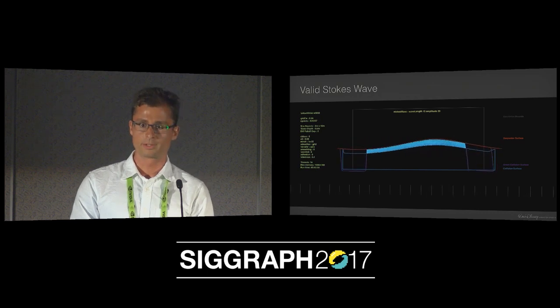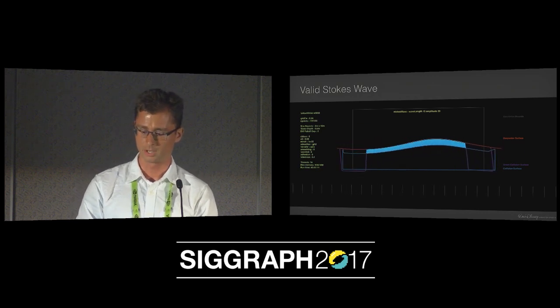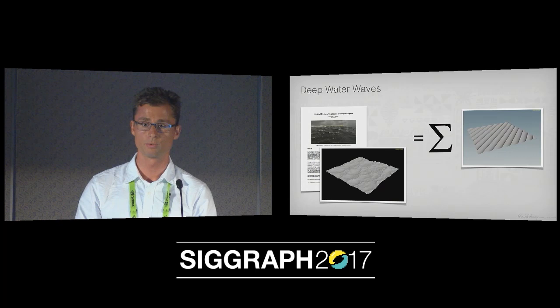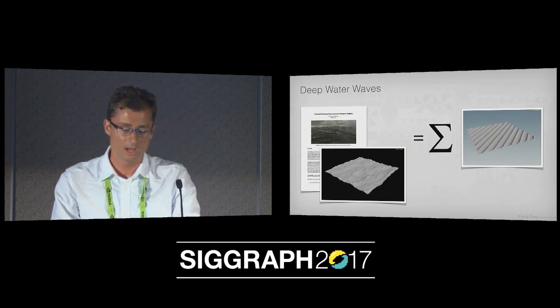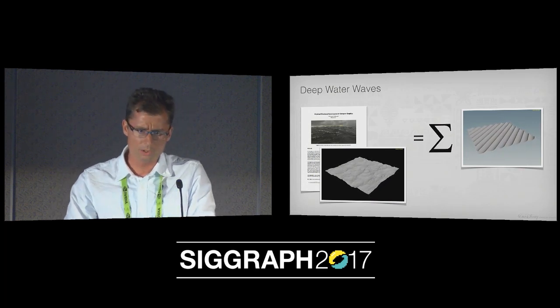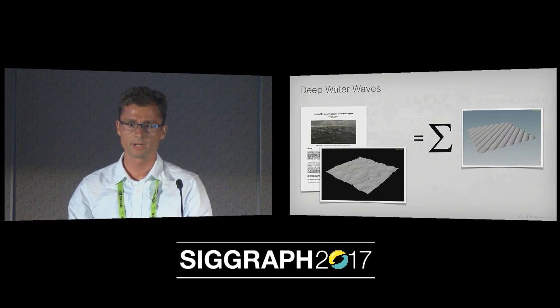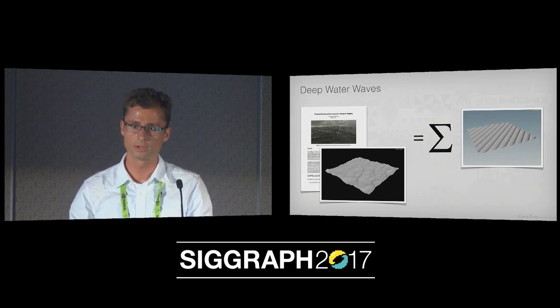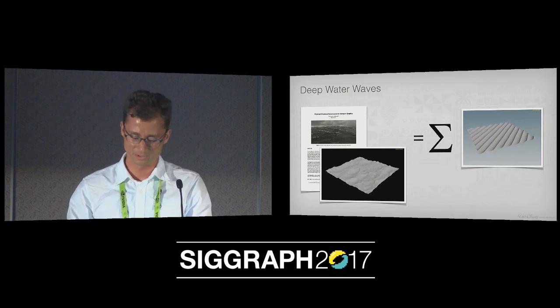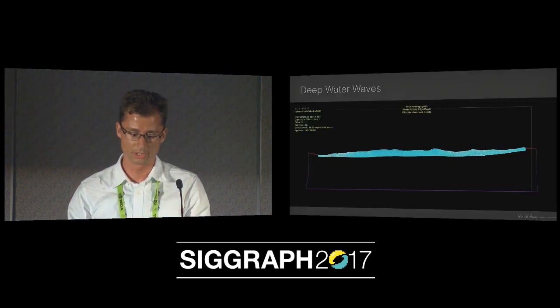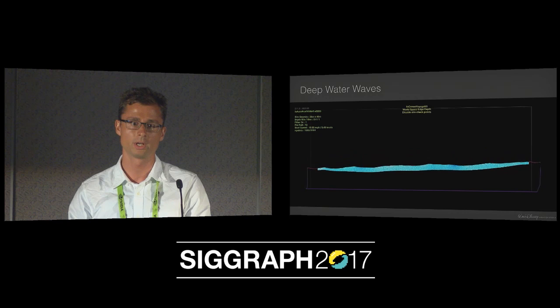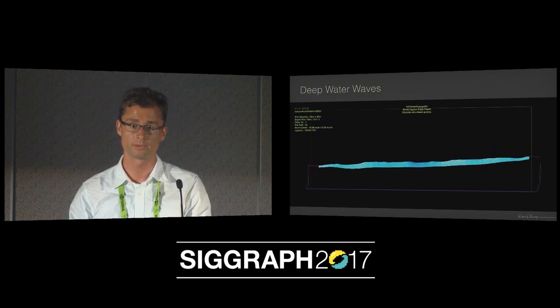Now, of course, a single Stokes wave is not that interesting. Typically, you would like to see something like a deep water spectrum, like Tessendorf waves. And all those techniques look really fancy on the outside. There are Fourier transforms involved. But if you look closer, all of those are really just a sum of Stokes waves. So right out of the box, we were able to get a perfect match between a procedural deep water spectrum and a simulated result.